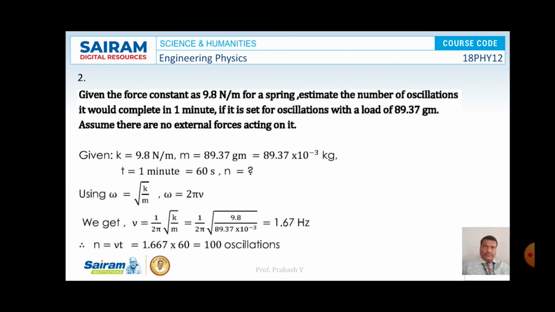So what is n? We know that omega is equal to square root of k by m and omega is equal to 2 pi mu. So we get mu is equal to 1 by 2 pi into square root of k by m. That is equal to 1 by 2 pi into square root of 9.8 divided by 89.37 into 10 to the power of minus 3. That is equal to 1.67 hertz. So further n is equal to mu into T, that is nothing but 1.67 into 60, that is equal to 100 oscillations. So this is the solution for this problem.